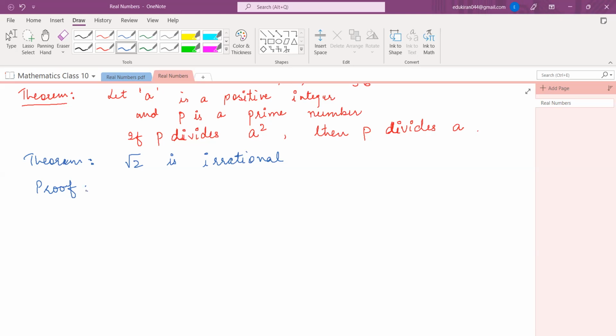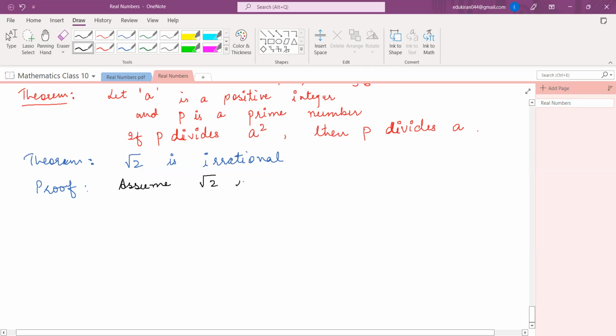So here we are going to use a method of contradiction. So first of all, we are going to assume the opposite. We will assume that root 2 is rational and then we will prove that no, this assumption was wrong and it is irrational. This approach we are using. Fine. So let us assume that root 2 is rational. So we will start from here.